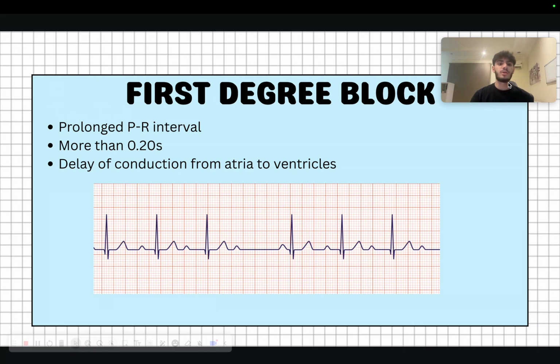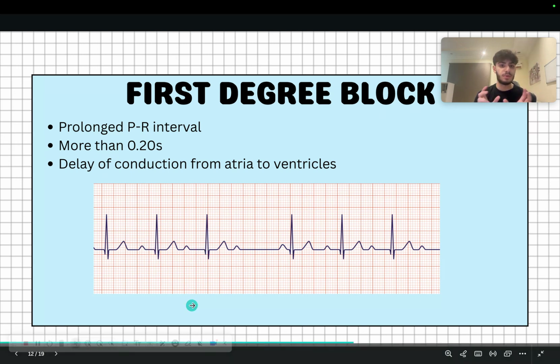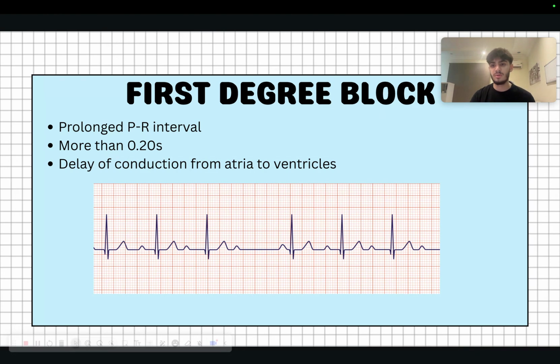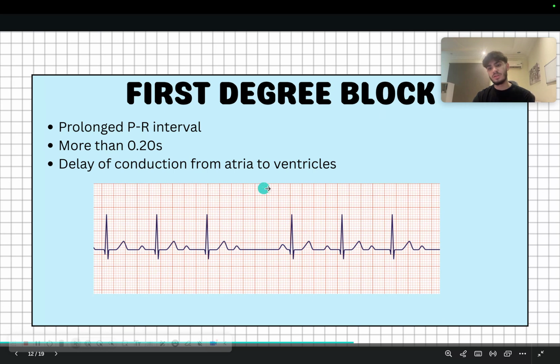The first degree block. The first degree block of the AV node is pretty simple. It's just like this. However, the PR interval, as you can see here, and here also, is prolonged. It's more than 0.16 seconds, but also, to be sure, it's going to be more than 0.2 seconds. Whenever you see any PR interval which is more than 0.2 seconds and there's no issue with anything else, that's first degree block. And this is going to cause a delay of conduction from atria to ventricles too.